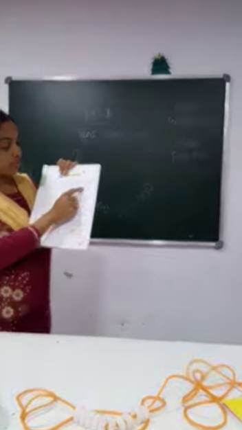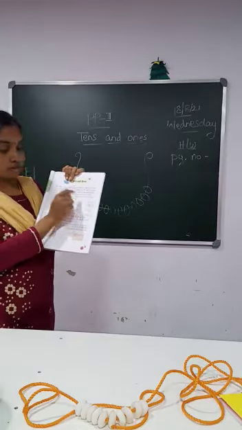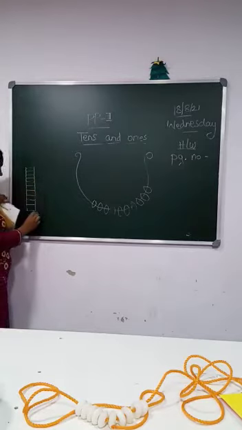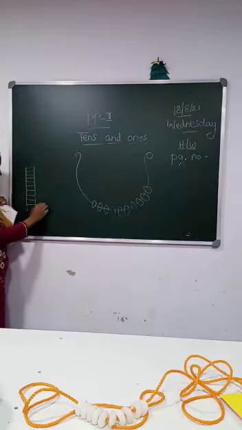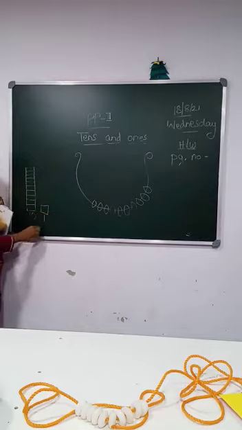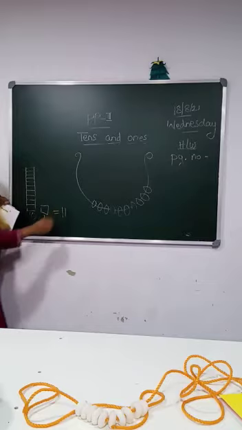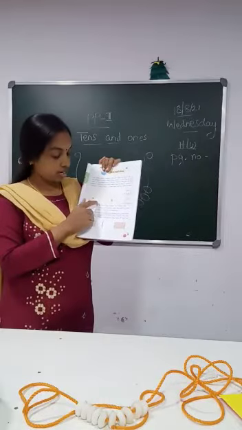Then put one piece of the block beside it and ask them how many they are now. Okay, see here, 10 blocks make one group. And we are going to put one more block here. So it is now how many? 10 and 1 is 11. Okay children, 10 and 1 is 11.